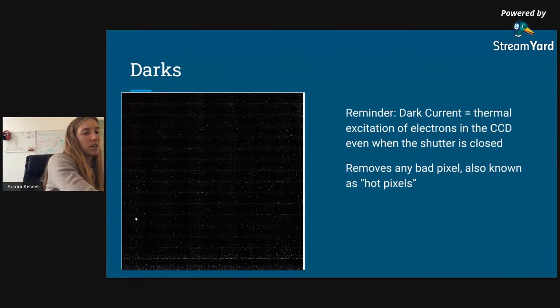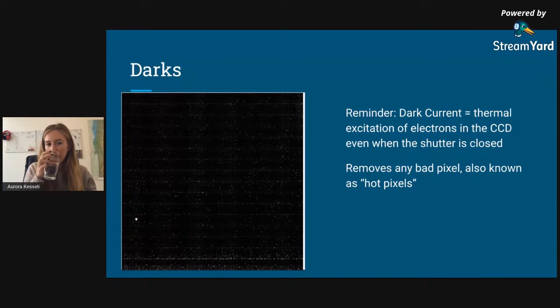Okay. So the first step is the darks. And if you remember, we talked about how with CCDs, you need to keep them cool so that thermal photons don't excite any of the electrons, which would then be counted by the CCD as flux. Even if the shutter is closed, this would happen. And so this is a basic consequence of how CCDs work. There's always going to be some dark current, and we need to remove this.